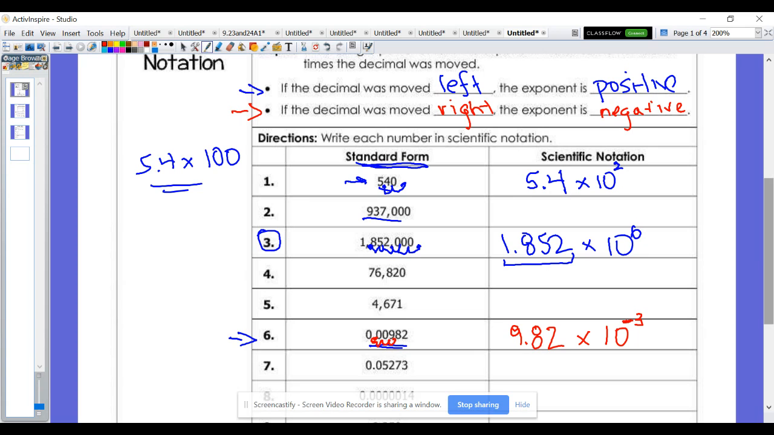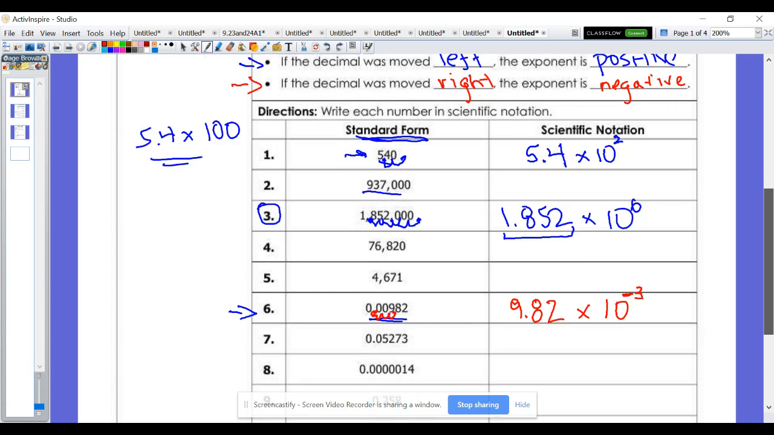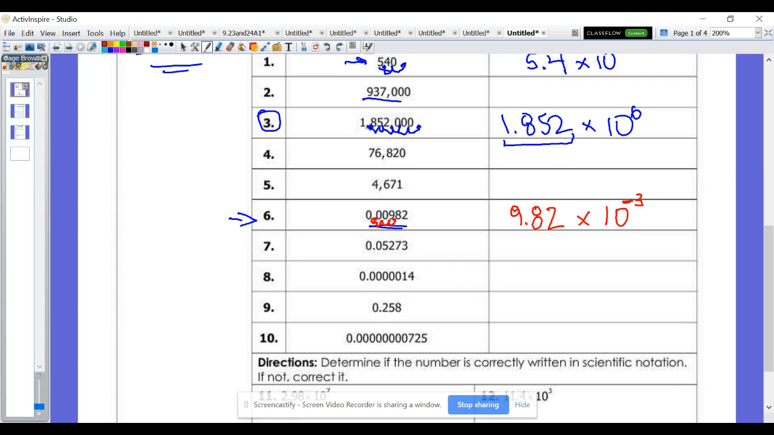Okay, let's do one more. Let's look at number 9. So number 9, again, find your decimal point and start moving it so that it looks like a number between 1 and 10. Right there. I had to move it over one space, and my number is going to be 2.58. And then I only moved it over one space, but I went to the right, so it's negative 1.